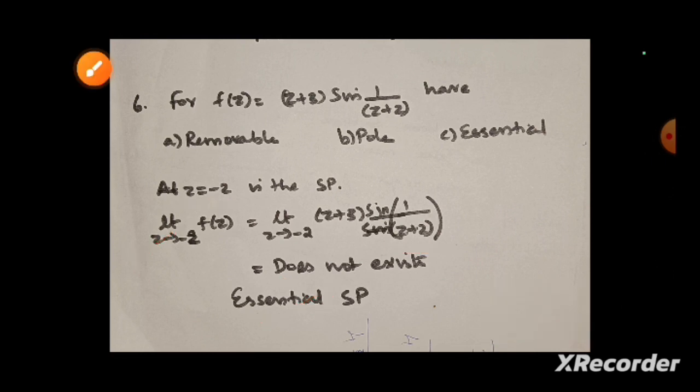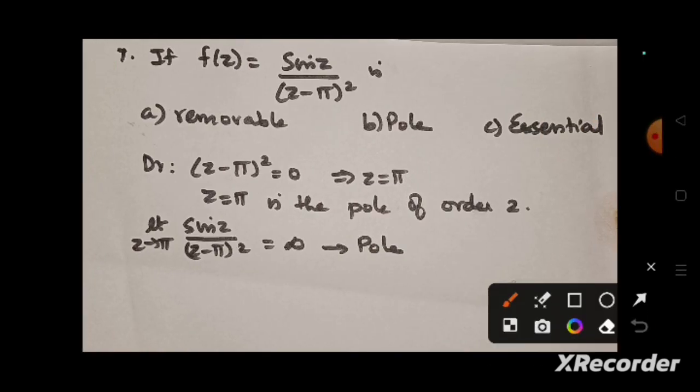Next question, the seventh one: if f(z) is equal to sin z divided by (z minus pi) the whole square, is. You can easily analyze that z minus pi the whole square equal to 0 gives the pole of order 1, or you can substitute this value directly, and you will get infinity. So this is the condition for a pole.